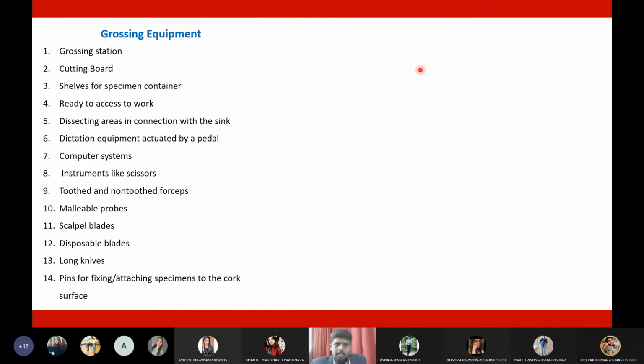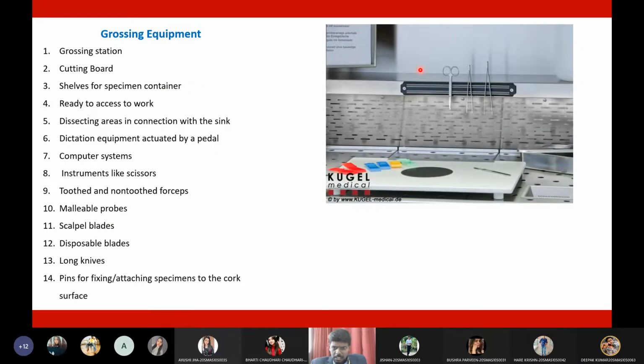Let us see other things. Then we need a surgical table. So this is a grossing cutting table, and on this cutting table we can cut the specimen. At the center, actually this table is like this, students. Wherever you keep the specimen, all the water will be drained into the center of this table.